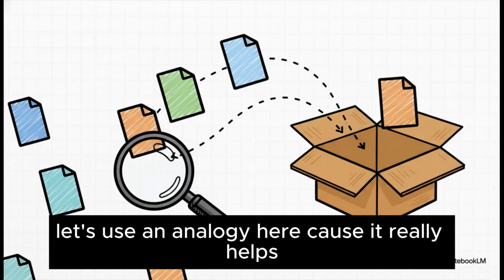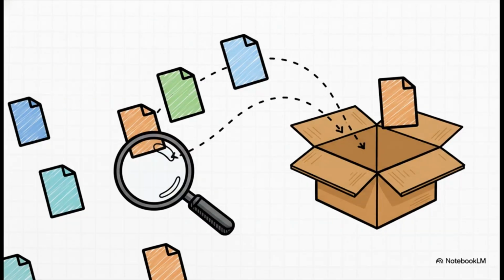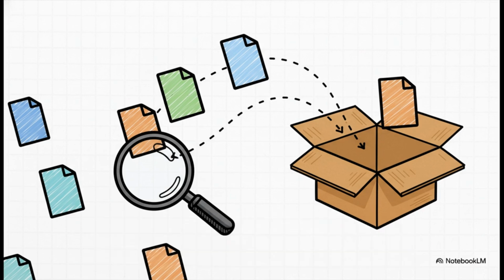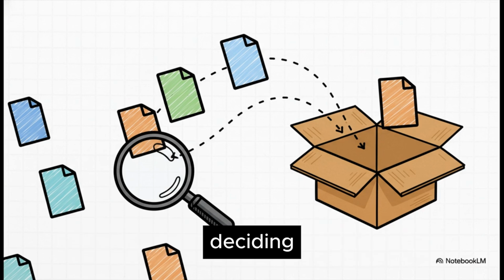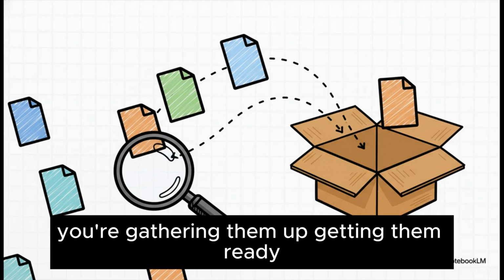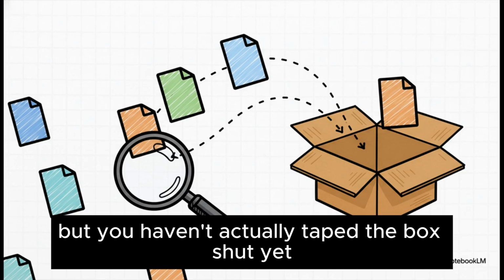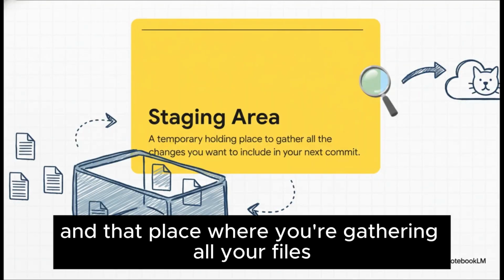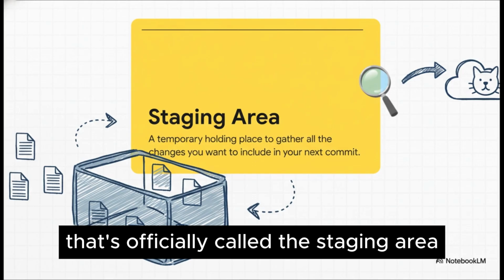Let's use an analogy here because it really helps. Think of the git add command like you're getting ready to ship something. You're looking around at all your stuff, deciding which things you want to put inside the shipping box. You're gathering them up, getting them ready. But you haven't actually taped the box shut yet. And that place where you're gathering all your files, that's officially called the staging area.